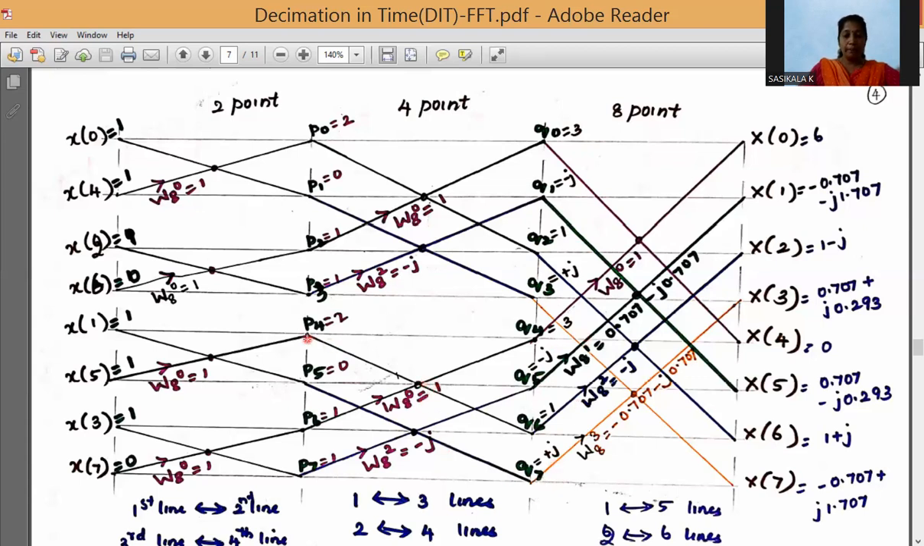See, listen. To find out Q4, what you have to do? You have to consider the input. So this is the butterfly diagram. That is the 5th and 7th lines are joined, and again the 5th and 7th lines are joined, and at the intersection point write the twiddle factor W8 power 1. So Q4, what is the value for Q4? Q4 is equal to P4 plus P6 into W8 power 1. So what is the P4 value? P4 value is 2 plus 1 into 1. So 2 plus 1 is 3.